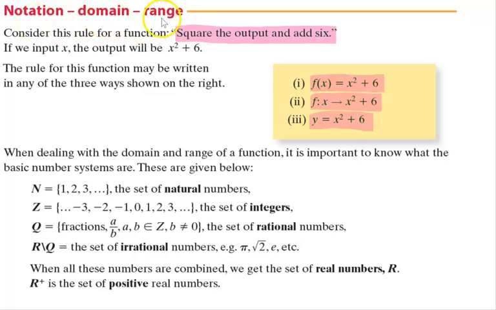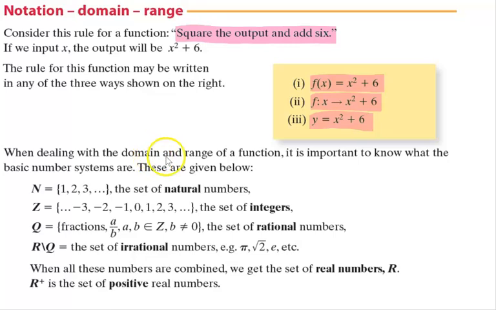Notation, domain, range. Consider this rule for a function. Square the input and add 6. If we input x, the output will be x squared plus 6. So we're squaring the input and adding 6. The rule for this function may be written in any of the three ways shown on the right. So we can say f of x is equal to x squared plus 6, or we can say f maps x to x squared plus 6, or we can say y is equal to x squared plus 6. So f of x, and y all mean the exact same thing.